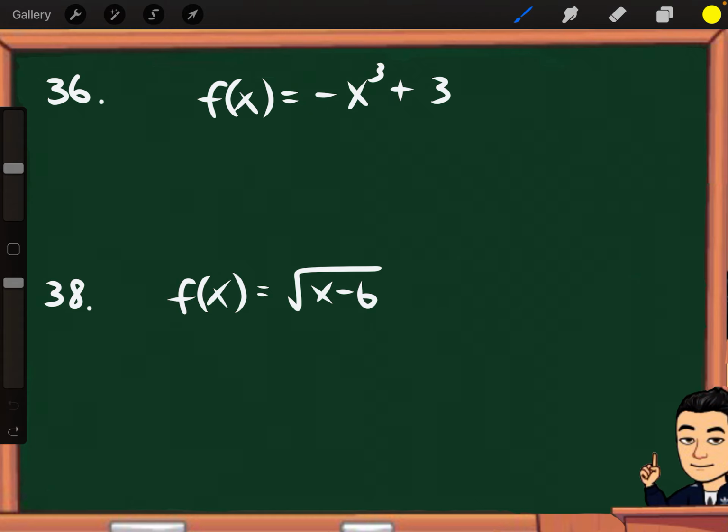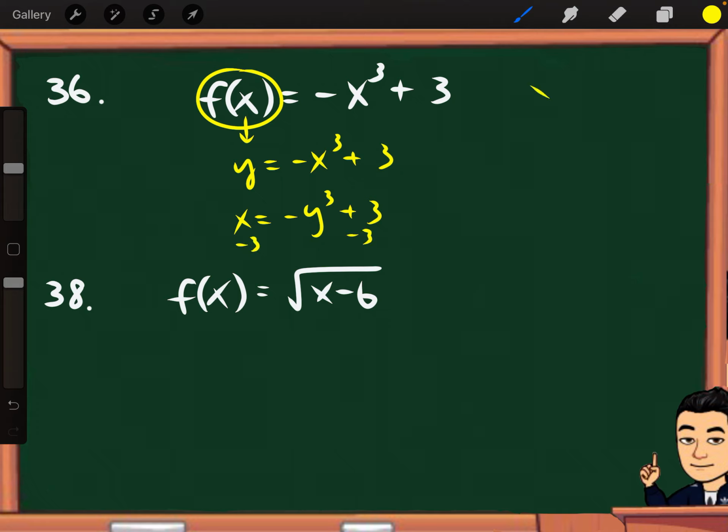Okay, so what you're going to do here is just go ahead and find the inverse. So rewrite this as y. Okay, and rewrite everything else. Now I'm going to swap the x and y, so I'm going to write it as x equals negative y cubed plus 3. Okay, now I'm going to isolate the y. So subtract 3 on both sides. So I have x minus 3 equals negative y cubed.